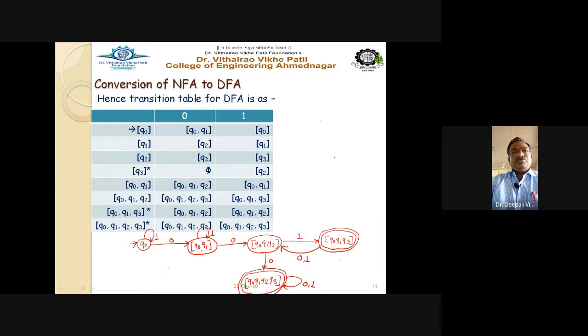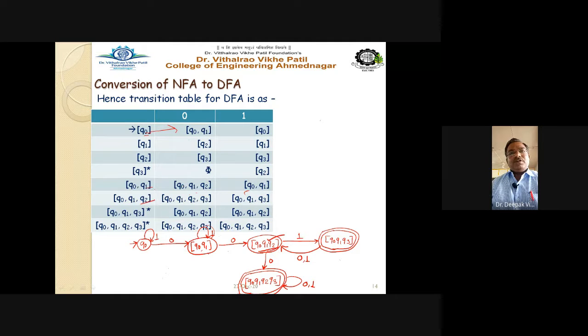See here, Q0 on 0 goes to Q0, Q1. We have to always start with the start state, and which is the start state? The start state is Q0. It goes to Q0, Q1. Then Q0, Q1 on 0 goes to Q0, Q1, Q2. This is the state. And again on 1 it goes to Q0, Q1, a self transition.